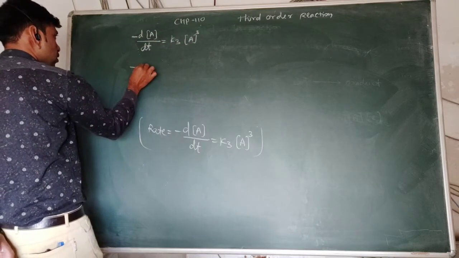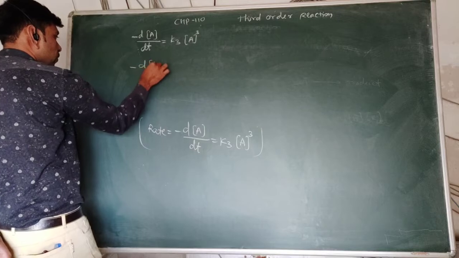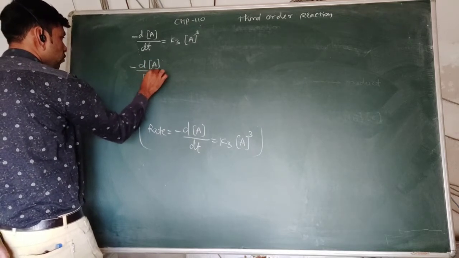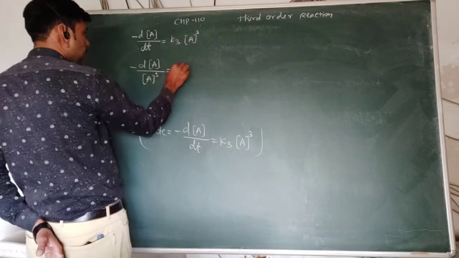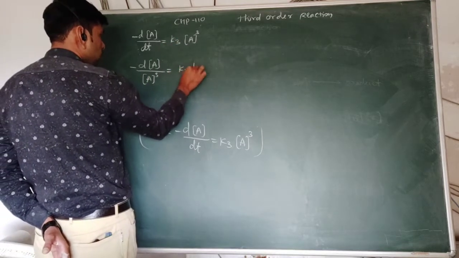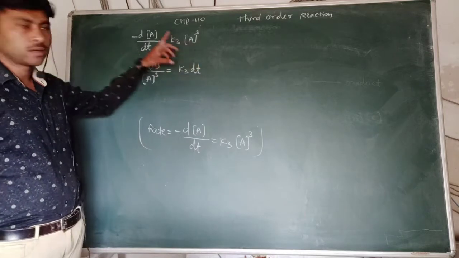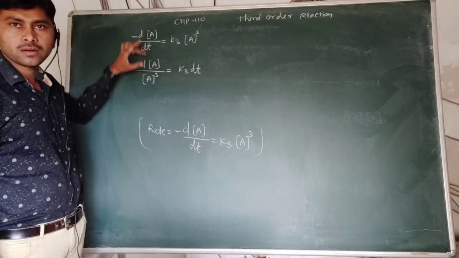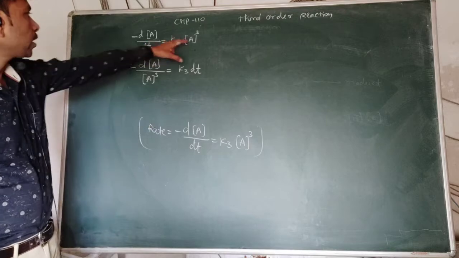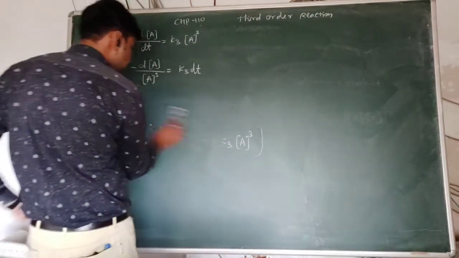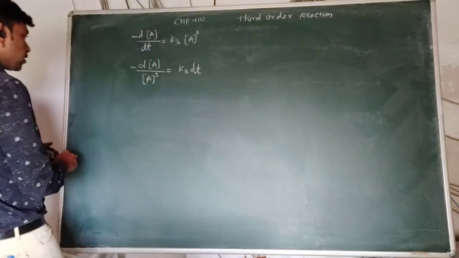So minus d concentration of A by concentration of A cube equals K3 into dt. Just rearranging this equation, dt is taken on the right side, and A cube is taken on the left side. So we get this equation. Now we have to integrate this equation.